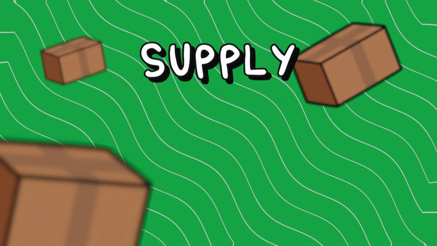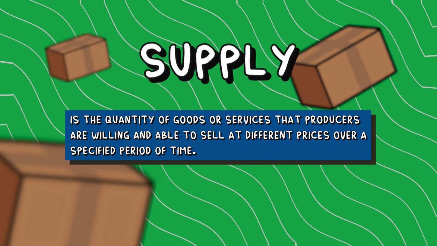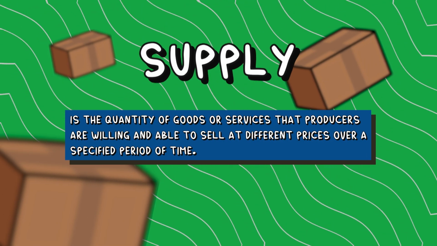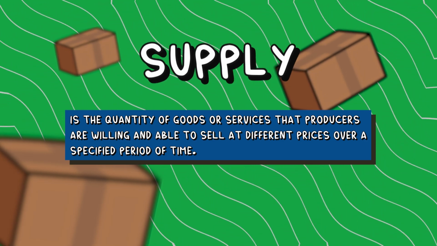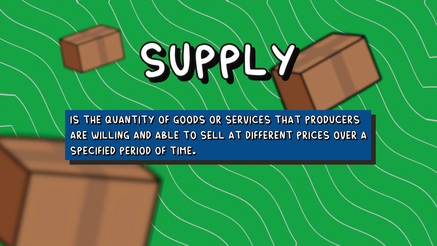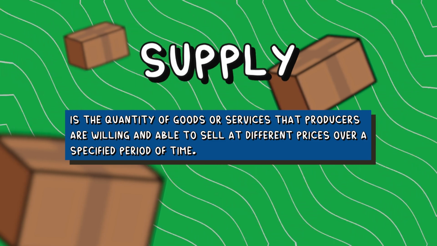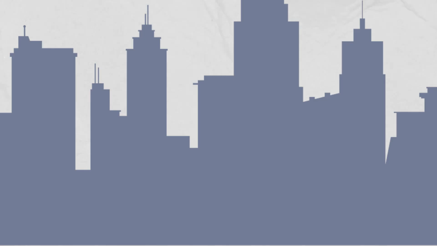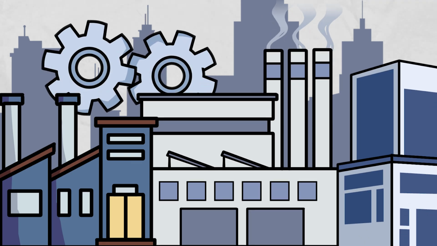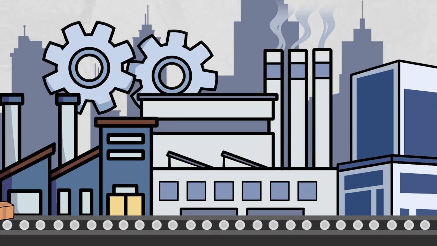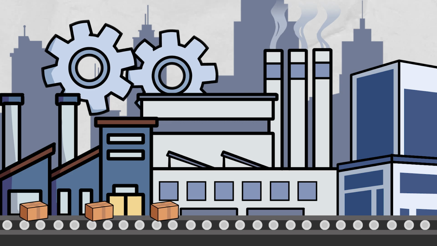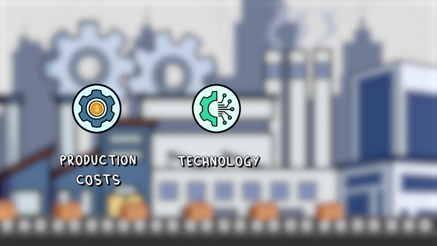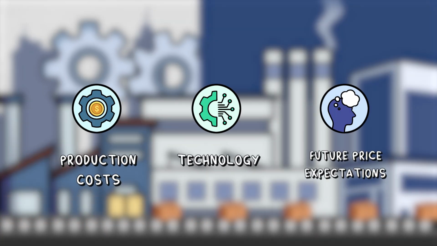On the other side of the demand equation is supply. Supply is the quantity of goods or services that producers are willing and able to sell at different prices over a specified period of time. Just like demand, we focus on two details, willingness to sell and ability to sell. Supply reflects the producer's ability and willingness to offer goods in the market, and depends on many factors such as production costs, technology, and future price expectations.